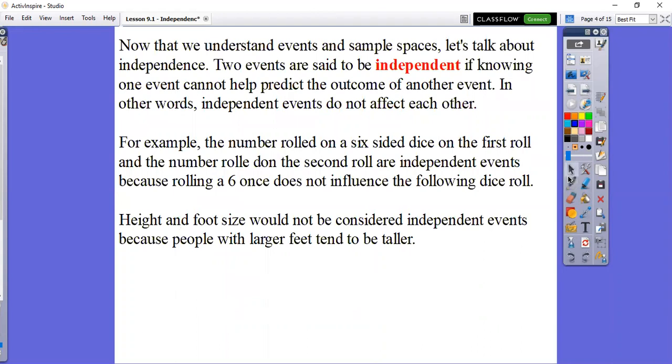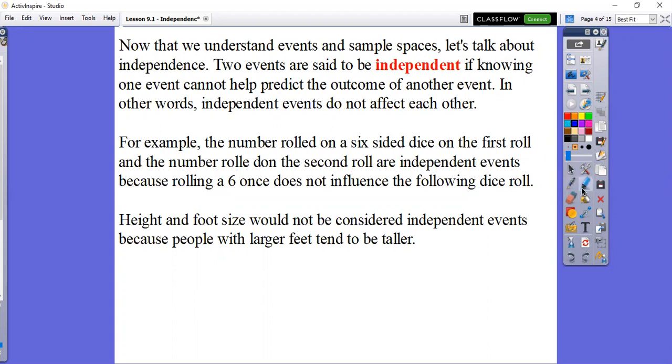So now we've talked a little bit about how to understand events and sample spaces. We're going to talk about what it means for things to be independent. The technical definition of independence is that knowing the outcome of one event will not help predict the outcome of another event. So if you can't predict the outcome of another knowing one, then the events are said to be independent. Another way to say it is independent events don't affect each other. One event happening does not affect the likelihood that another event happens.